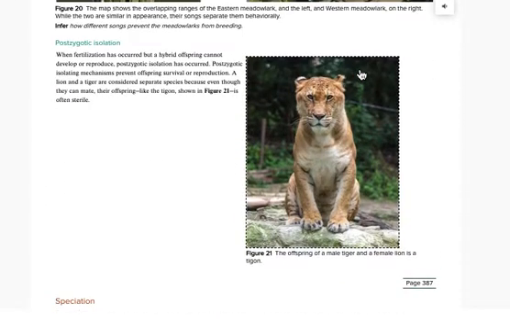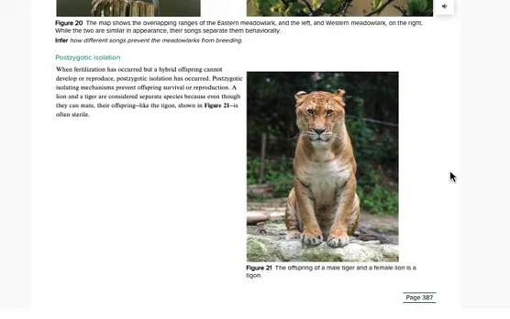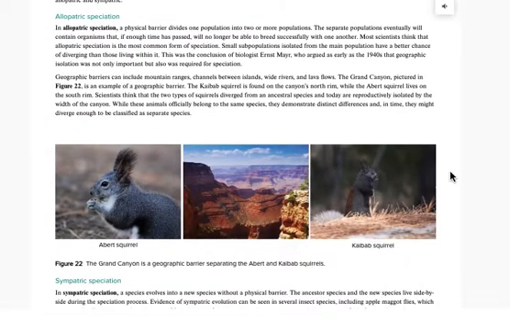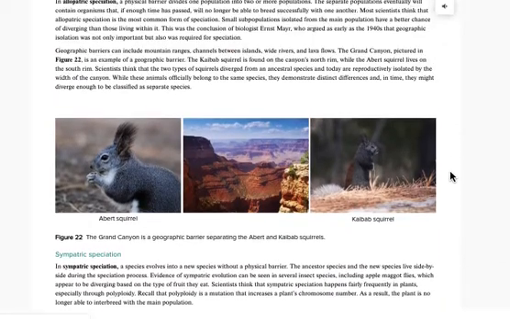In post-zygotic isolation, two organisms can breed, but then the baby is unable to breed. This would be like a lion and a tiger, which makes a liger or a tigon, and their baby can't breed. Or a horse and a donkey makes a mule. The mule is sterile. That's called post-zygotic isolation, where a baby can be made, but they're unable to reproduce again.